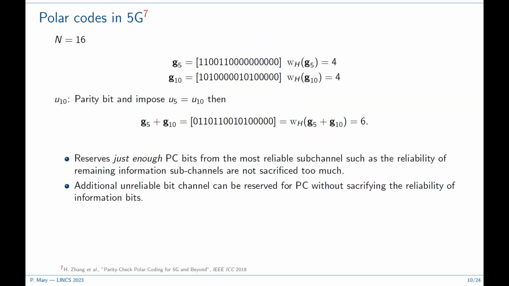So the idea is to reserve just enough polar parity check bits from the most reliable subchannels. So it does not choose the information set the same way as Arikan proposed. We reserve some bits from the information set for the parity bits, but this will allow us to shape the distance spectrum of the code.